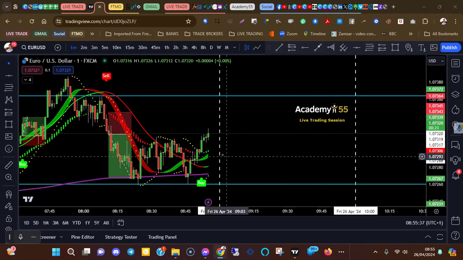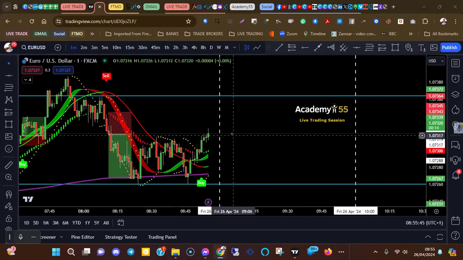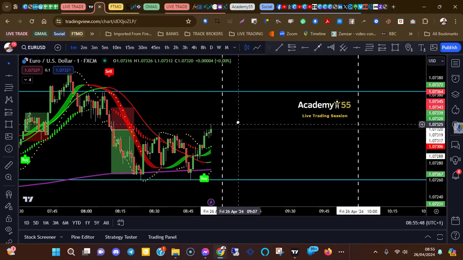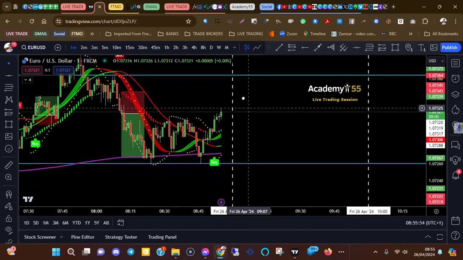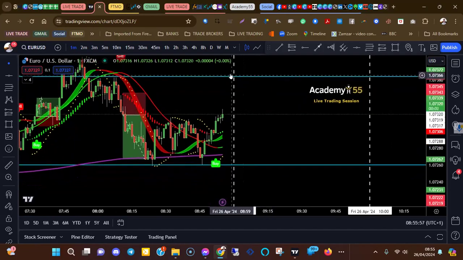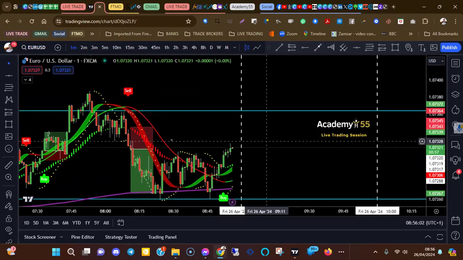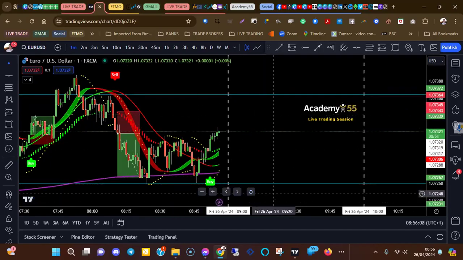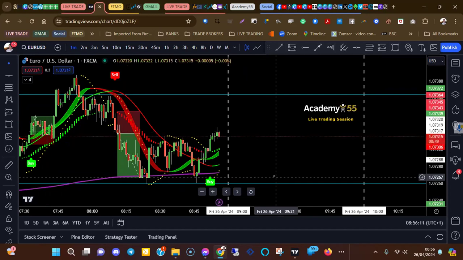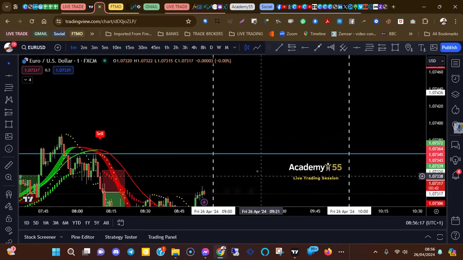But regardless of that, we're going to be trading the EUR USD on the 1 minute time frame using the Academy 55 strategy and the indicators as trained. So what can we see at the moment? Well, these lines here are support and resistance lines I drew for myself earlier on the 4-hourly time frame. This is where price sometimes respects and sometimes breaks, and nothing really to worry about. They're just points of interest.